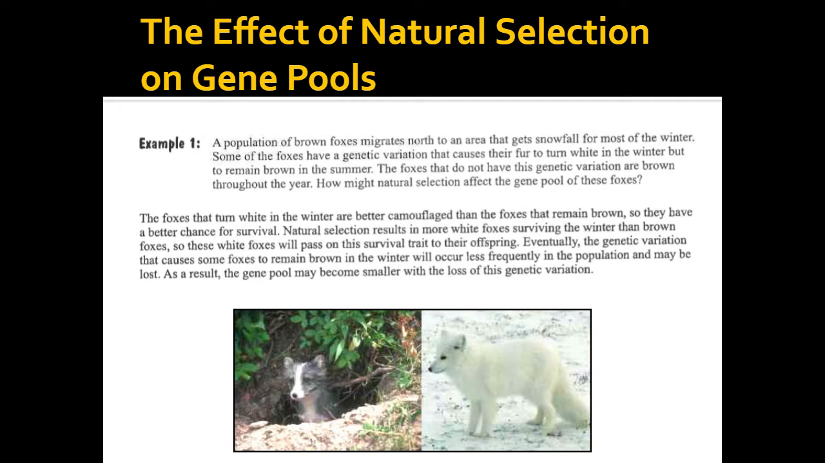So we've had examples like this before. We know that the ones that turn white in the winter are better camouflaged than the ones that remain brown, so they're going to have a better chance of survival. So natural selection is going to cause more white foxes to become more prevalent in the population over time.